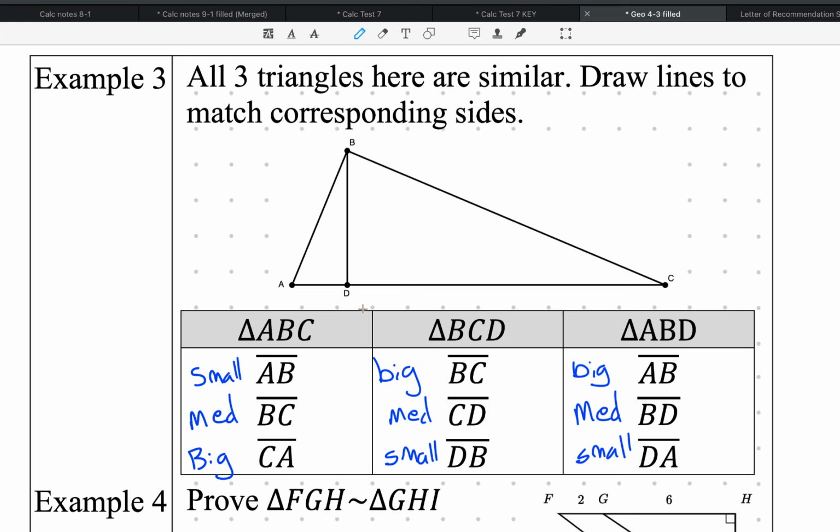So what do we match? Well, small goes with small. So this goes down here and that goes down here. All right. Medium goes with medium. Boom, boom, boom. And whoa, big goes with big. That's how I draw out my lines.